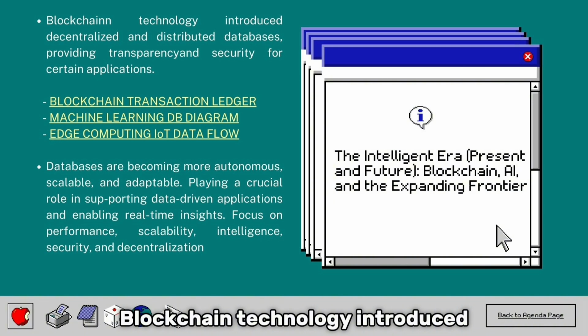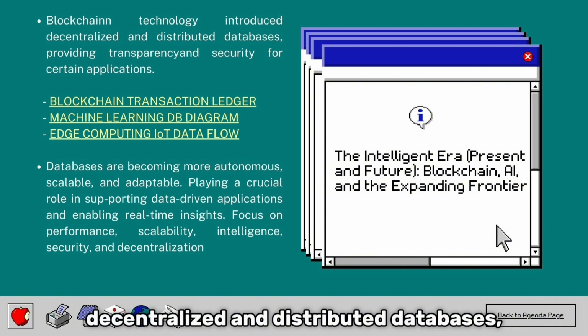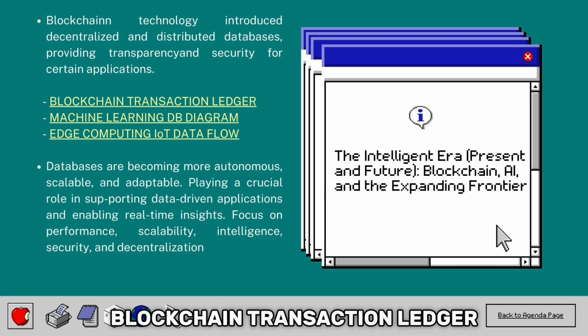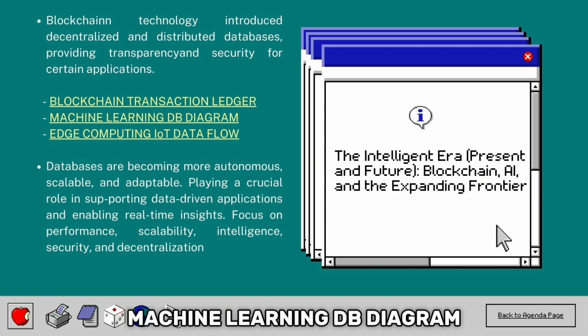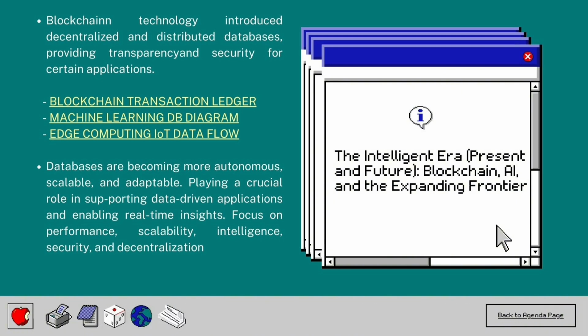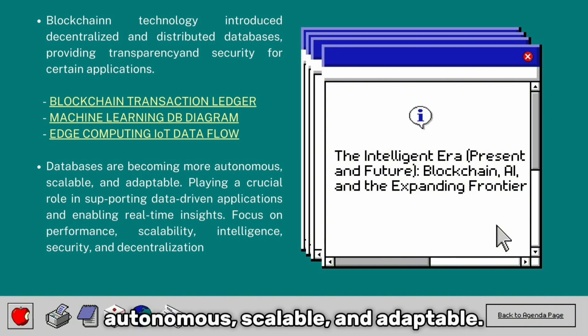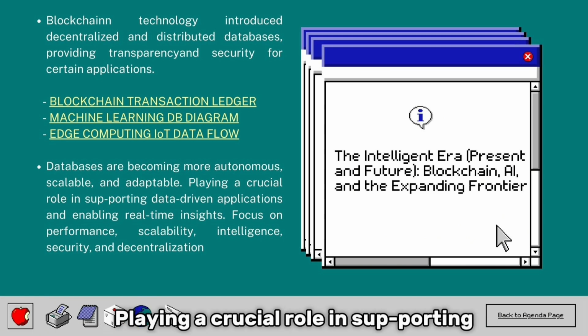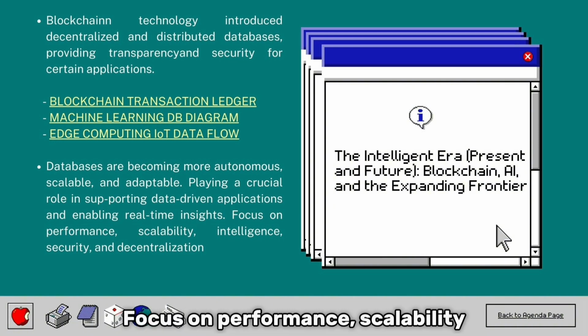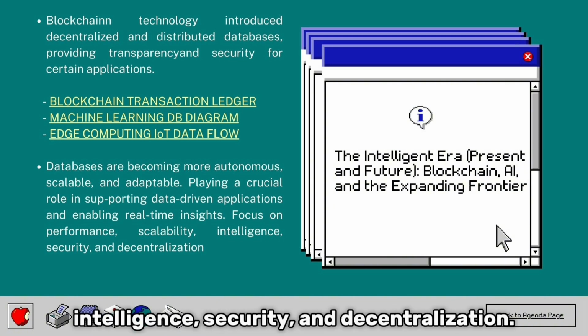Blockchain technology introduced decentralized and distributed databases, providing transparency and security for applications like blockchain transaction ledger, machine learning DB diagram, and edge computing IoT data flow. Databases are becoming more autonomous, scalable, and adaptable, playing a crucial role in supporting data-driven applications and enabling real-time insights. Focus on performance, scalability, intelligence, security, and decentralization.